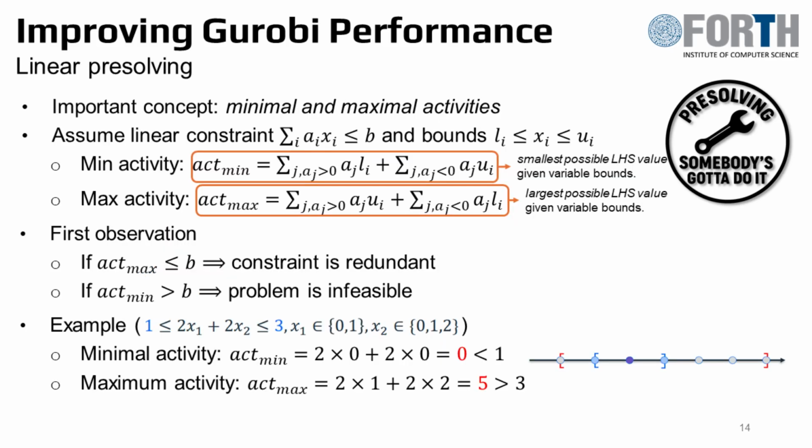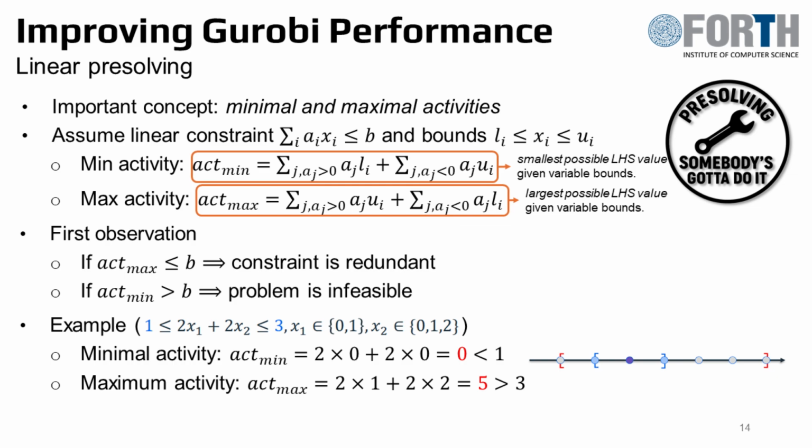A central concept in linear pre-solve is that of minimal and maximal activity of a constraint. Consider a linear inequality of the form: the sum over i of a_i times x_i is less than or equal to b. Each variable x_i has a lower bound l_i and an upper bound u_i. The minimal activity is the smallest value that the left-hand side can attain, given the current variable bounds. To compute it, we take the lower bound of each variable whose coefficient is positive and the upper bound of each variable whose coefficient is negative. This gives the smallest possible value of the left-hand side under the bounds.